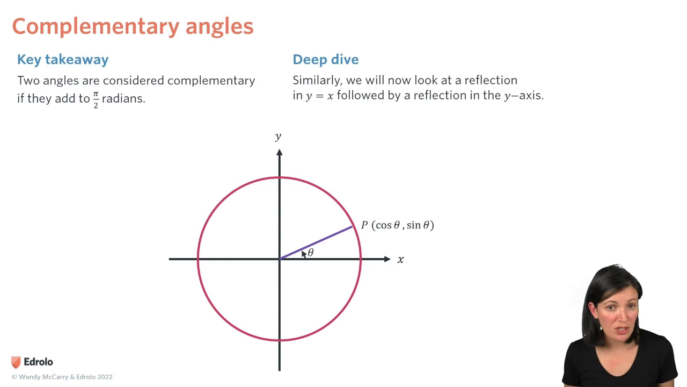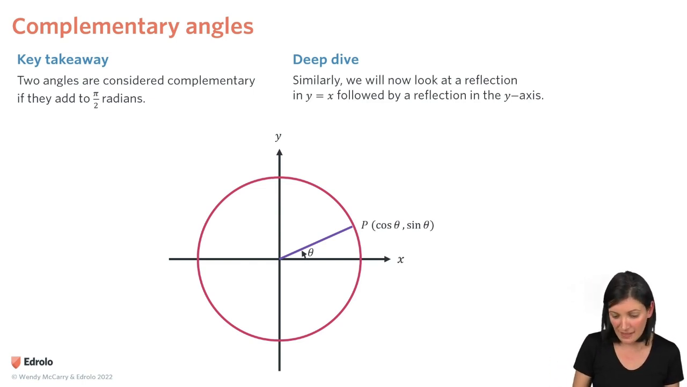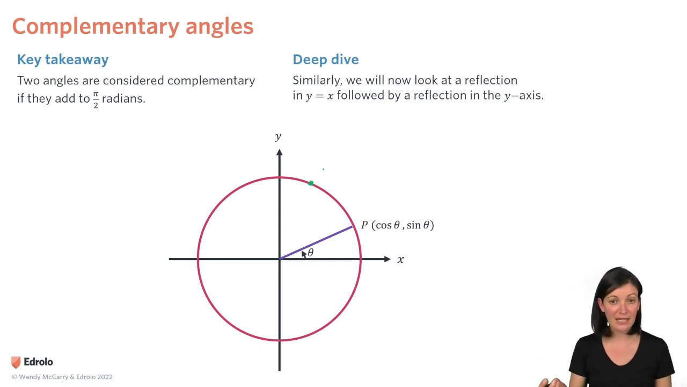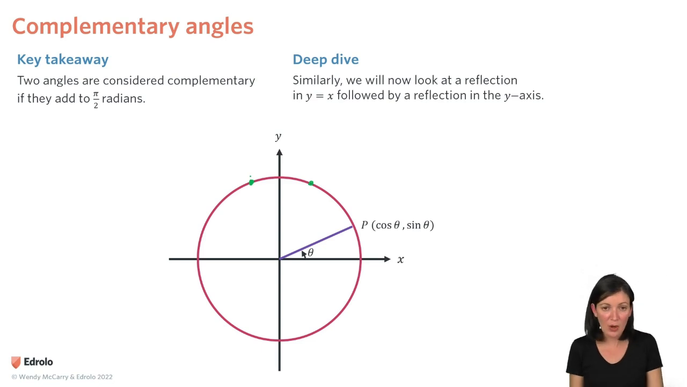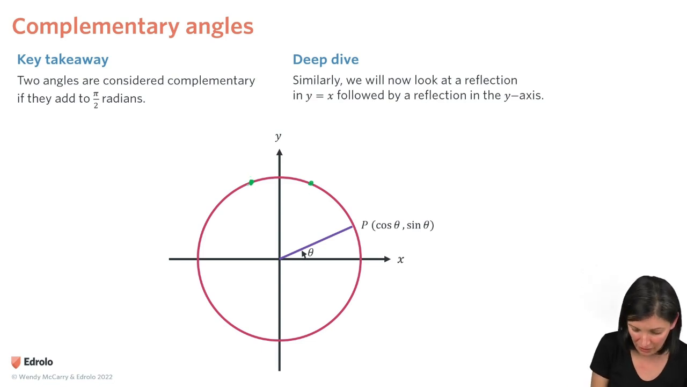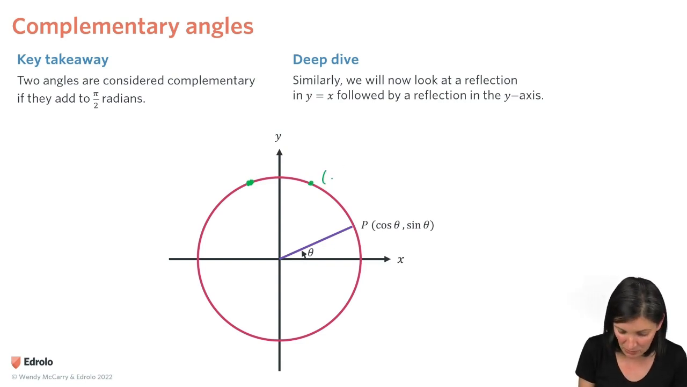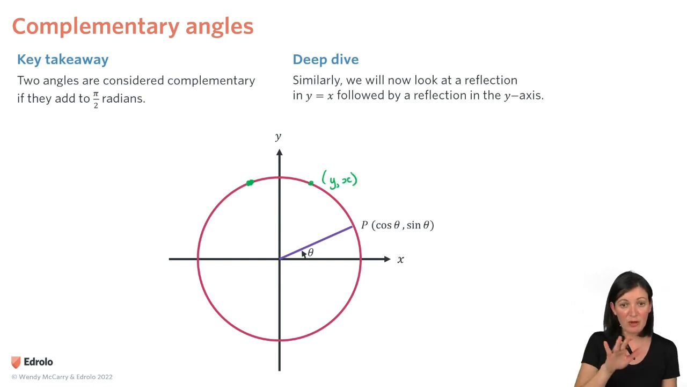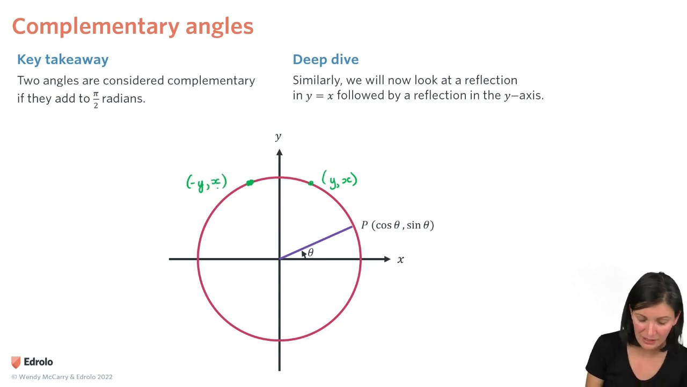Okay, so now we're going to have a look at another similar relationship. But this time we're going to reflect point P again. We'll reflect it in the line y equals x like we did before, but now we're going to do another reflection in the y-axis. So our point is going to end up over here. Remember this became the point (y, x). So now if I reflect that, that's going to become the point (negative y, x).